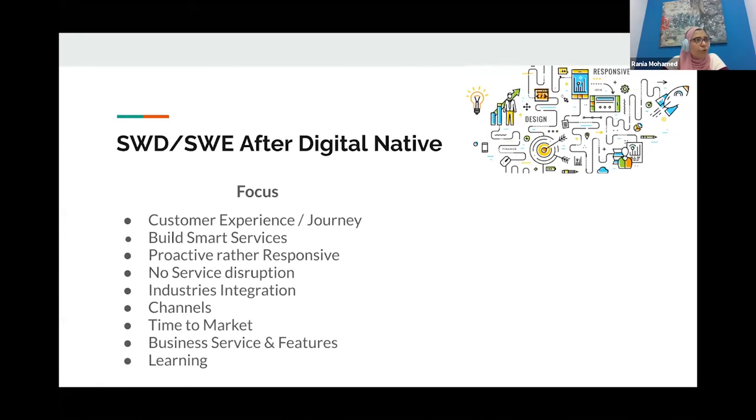Also, channels are important. Whenever you are building a software or a product, channels are definitely important. For example, in the automotive industry, yes, they need to build something in the car as a smart service, but they need to connect that smart service to my mobile, my iWatch, my laptop, my home devices, so that I feel I can do whatever I want from anywhere.